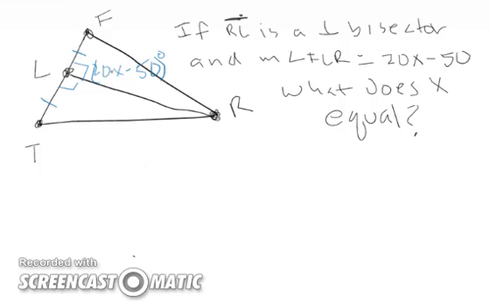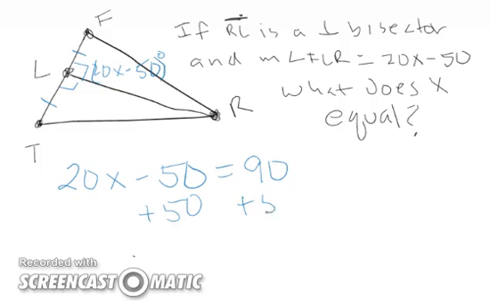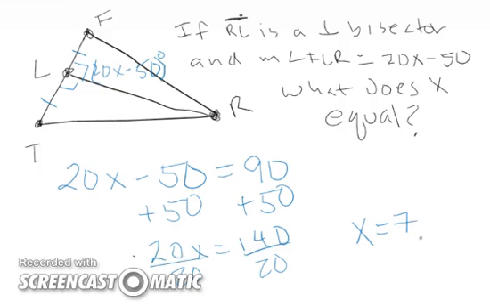So this is in the location of the 90 degree. I know that because it's a perpendicular bisector. So all I have to do is really just say 20x minus 50 is equal to 90. Okay, and so we go ahead and just add 50 to both sides. And 20x equals 140, and then divide by 20. And I get x equals 7.